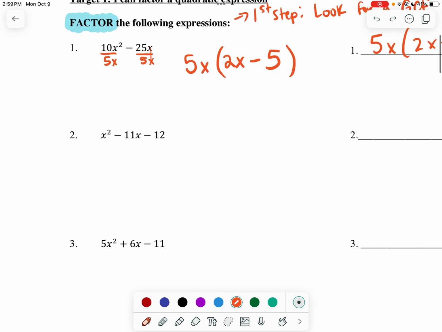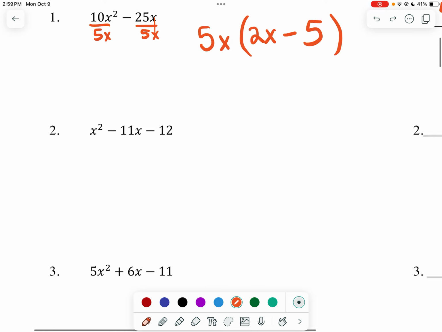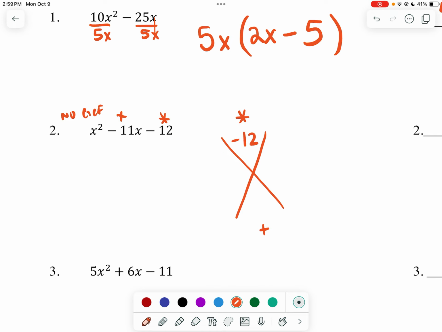Number 2, this one has 3 terms. If I look for a GCF, there's nothing that I can divide all 3 of those terms by, because we don't use 1, because 1 goes into everything. So if there's 3 terms and no GCF, then I go right to setting up my x, and I want to multiply to the last number and add to the middle, but I have to keep the signs. So I want to multiply to negative 12 and add to negative 11.